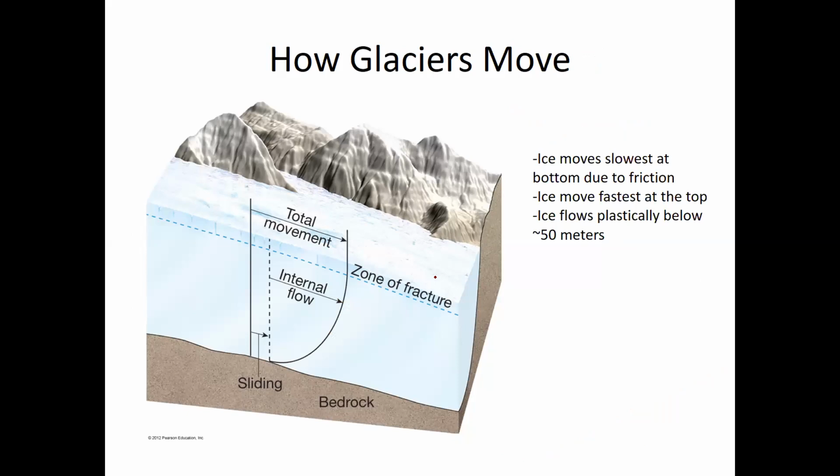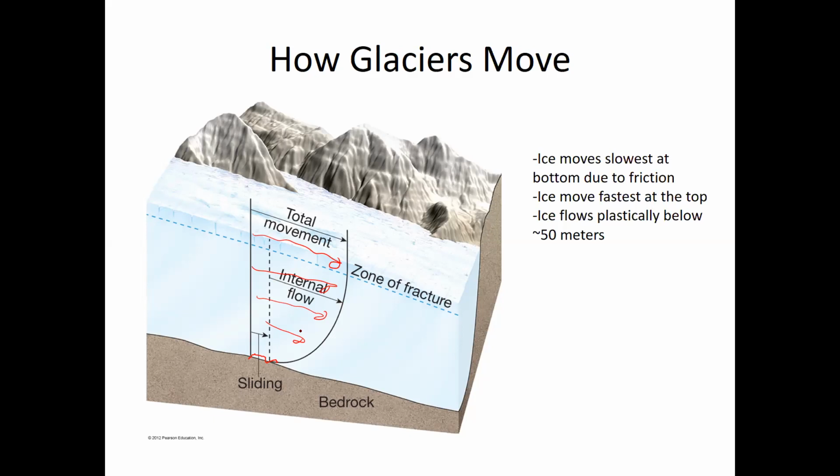So how a glacier moves. Ice moves at the slowest rate at the bottom because of friction. The ice literally has to slide along the rock, so it's friction. But as you move up, you see that the ice actually flows faster. And so the ice deforms plastically. And so it's a solid, but it can deform slowly on long time scales.